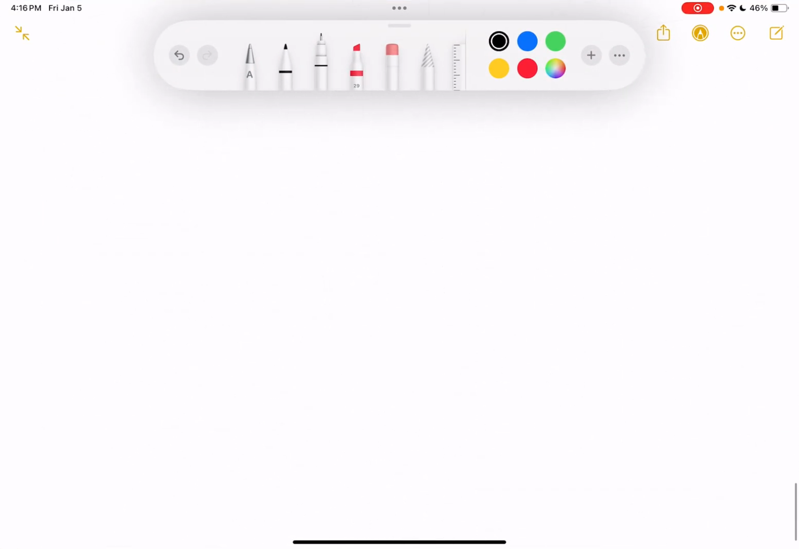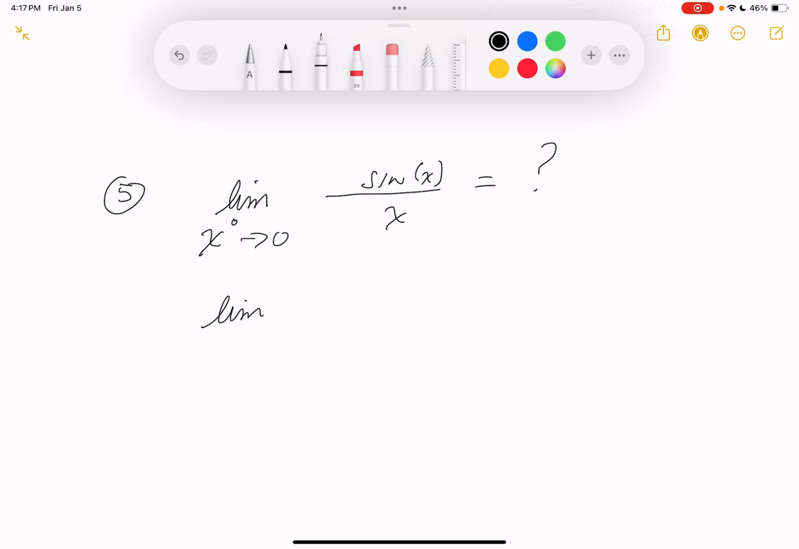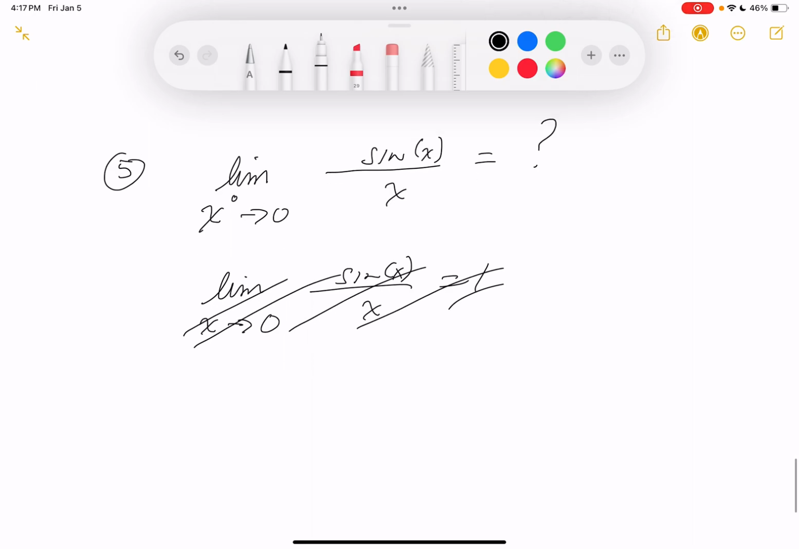It's number 5. And the limit as x in degrees is going towards 0 of sine x over x is equal to. Well, one thing I do know is this limit here. I know the limit when x is a real number, a pure number, goes towards 0, sine x over x is 1. I do know that much, all right? But this is not that problem. It's a different problem. X is a degree measure.